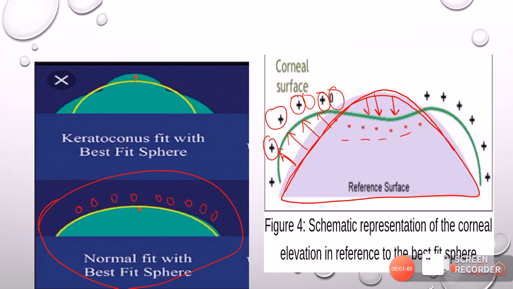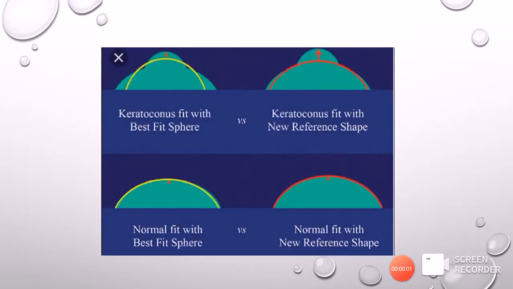However, in a keratoconus, just look over here. This is the cornea and this is the best fit sphere, and you can see a certain part of the cornea is projecting beyond this reference because this is the cone. In keratoconus, what happens? The cornea becomes conical. So this cone part is projecting above this reference sphere, and it will be represented as a plus value and in a red image on the elevation map.